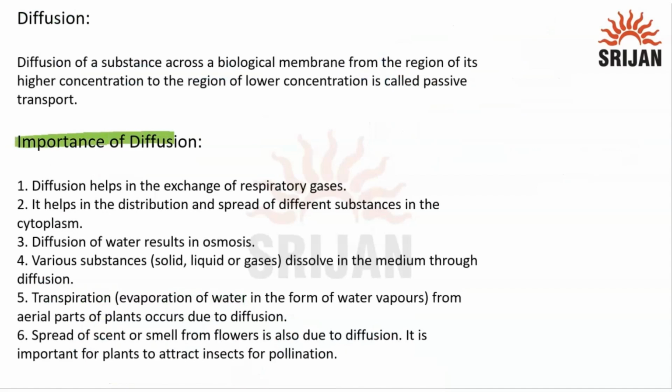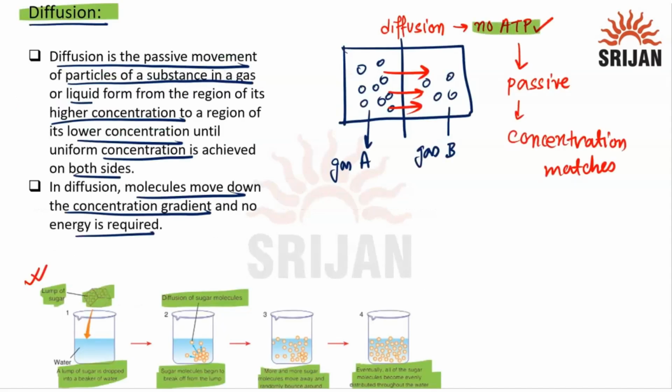Now coming to the importance of diffusion as well. So what is diffusion? It is a process in the biological membrane from the region of higher concentration to the region of lower concentration. It is happening across the biological membrane. Biological membrane means the plasma membrane, the cell membrane we are talking about here. And it's also called passive transport. As we see over here, no ATP is needed, and it is happening according to the concentration gradient.